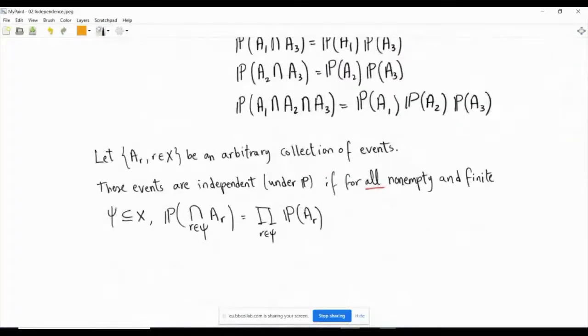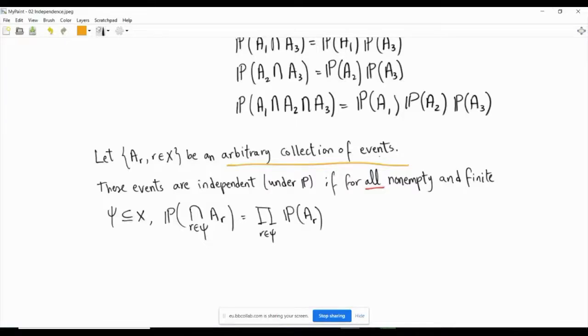Now, what if you have an arbitrary collection of events? This arbitrary collection of events can be countably infinite, or it can be uncountably infinite. In that case, you will need to check that the probability of the intersection is equal to the product of probabilities. You need to do it for all possible finite selections of your events.